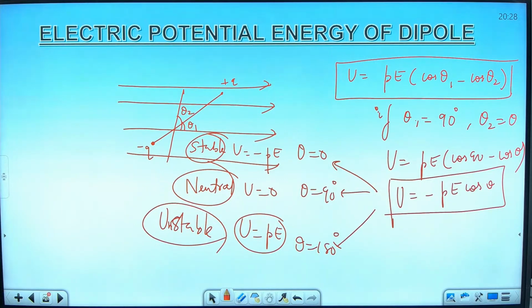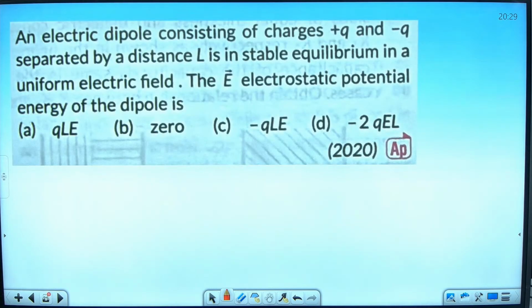They may ask you for which condition it is stable. We should say when theta is 0 degrees and the value of U is minus PE. Unstable is plus PE, theta 180 degrees. And neutral is theta 90 degrees, U is equal to 0. Okay? Is it clear?